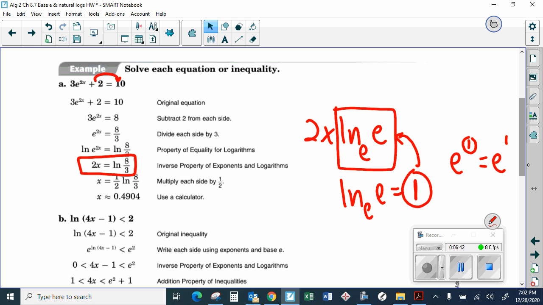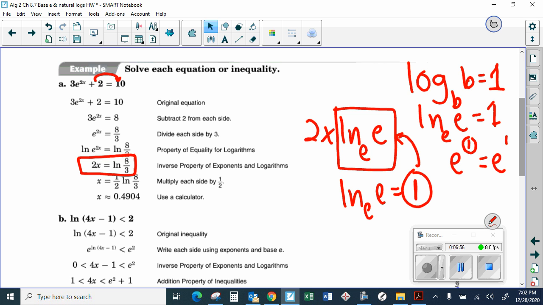Okay, so anytime you have log base b of b, that equals 1, or natural log of e equals 1. It's the same thing, because this is e. The base and the x value are the same, boom, automatically equals 1. You need to have that memorized. All right, so that's the reason we're taking the natural log, because it cancels this out to 1 right there. And now we can solve the equation.